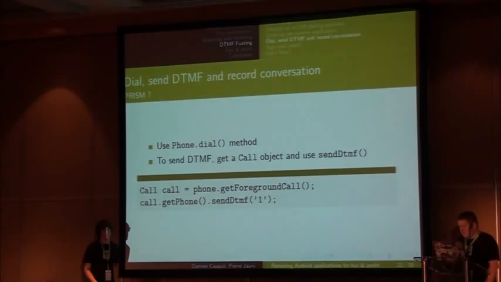Once we have a phone instance, we can use the dial method to dial numbers. And to send DTMF, we also have a quick and dirty hack performed here. We can get the active call by using the getForegroundCall method and then use sendDTMF on the result of the getPhone method. Using this, we are able to simulate a user pushing buttons on the phone and then send commands to the other system.